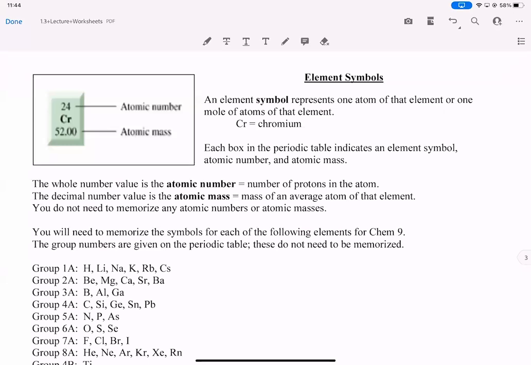This is element symbols. And basically, when you are given a periodic table, it has information on there that you don't need to memorize. So the whole number value is called the atomic number. That atomic number is how many protons there are in the atom. It is a counted value. That's why it's a whole number value.